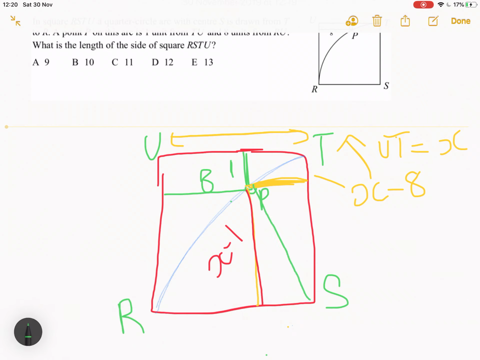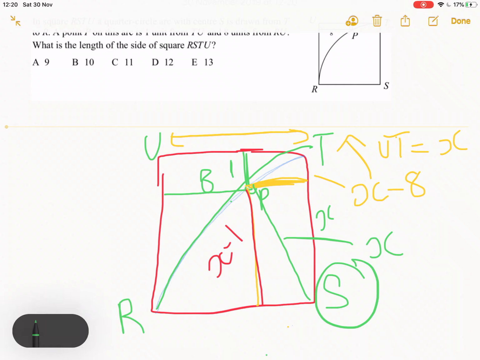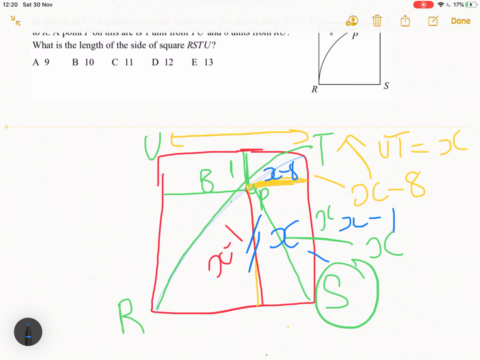and we know that the length of this line will be x because this is a quarter of a circle, S is the centre of the circle, and the lengths from the centre of the circle to the perimeter will be the same. So if S to T is x, then P to S will be x too. So we have our x minus 1, our x here, our x here, our x minus 8 here, and our x minus 1 here. So this line is the same as this line.